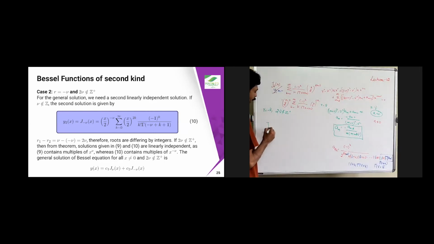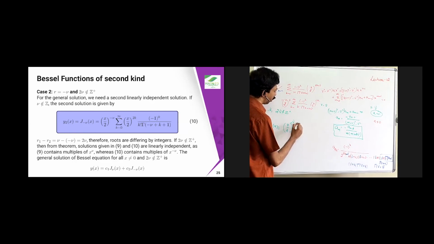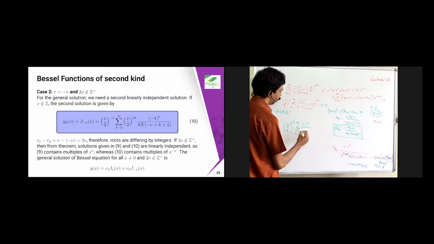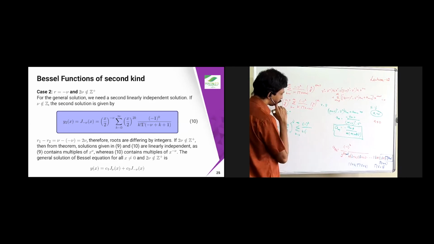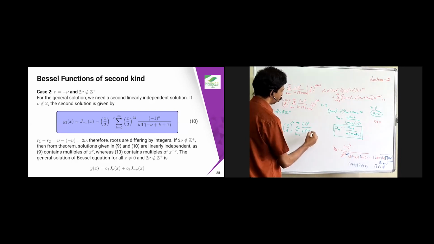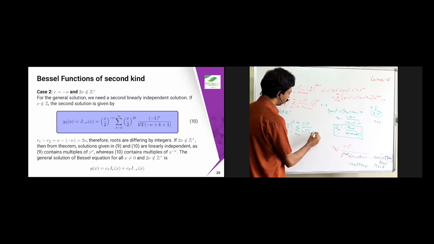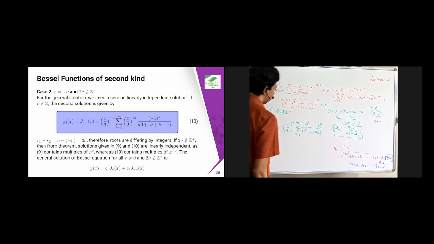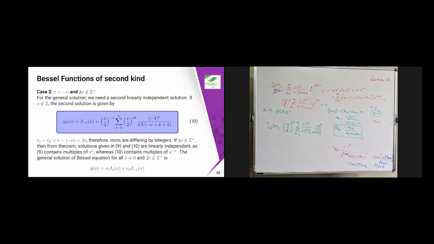So that is why J minus mu of x becomes (x by 2) power minus mu, summation k equal to 0 to infinity, minus 1 power k divided by k factorial into gamma of minus mu plus k plus 1, into (x by 2) power 2k. Okay, this is the second solution. We are going to see y mu of x and so on. So this is called J minus mu of x.